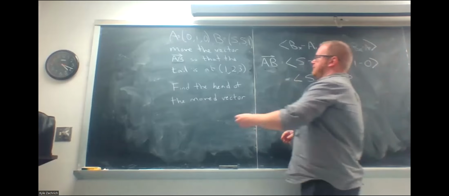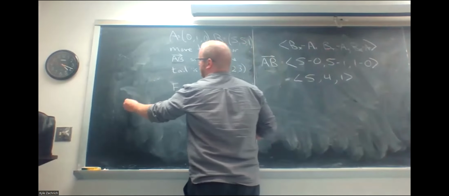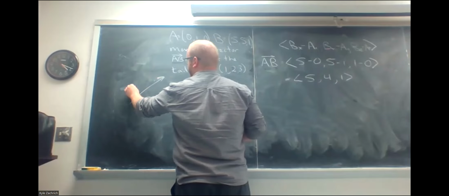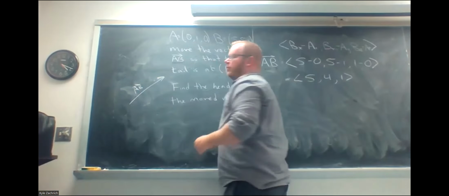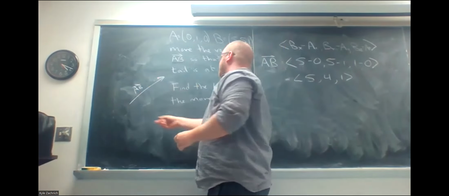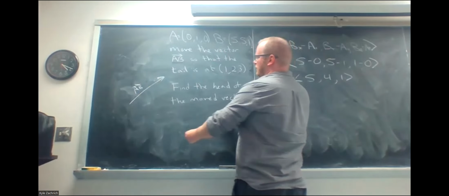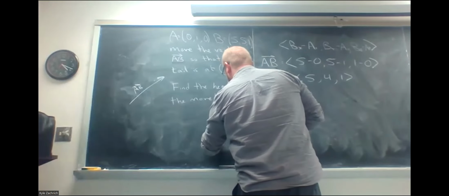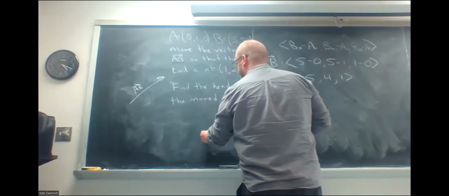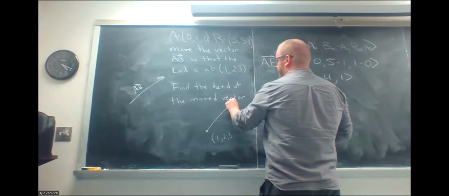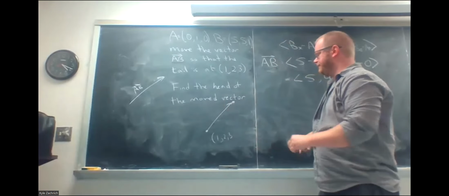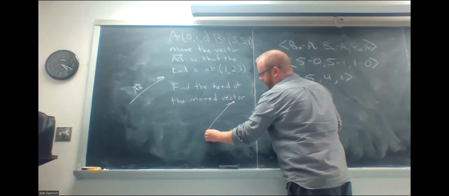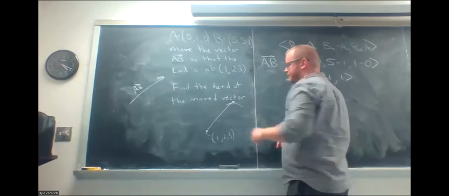When you take that vector AB, which looks like this, and you move it to this new spot over here, so that its tail is at this point 1, 2, 3, this is what we're trying to find. So here's 1, 2, 3, and here's what we're trying to find.